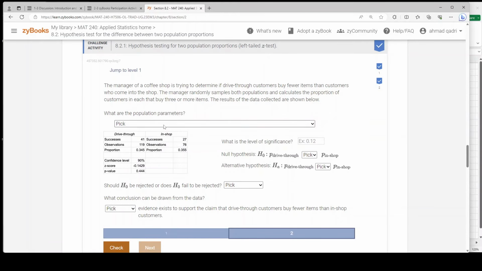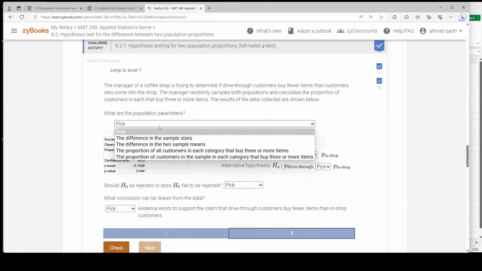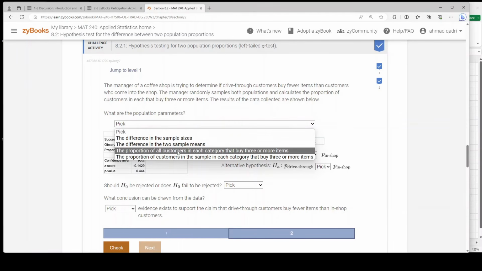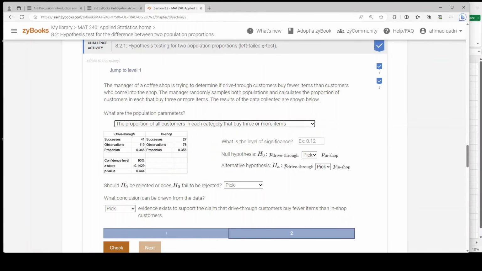So what is the population parameter here? So the population parameter would be the proportion of all customers in each category that buy 3 or more items. Okay, so that would be the correct answer here. What is the level of significance? So we can see here the confidence level is 90%. So the level of significance is 100% minus 90%, that's 10%, or 0.10.